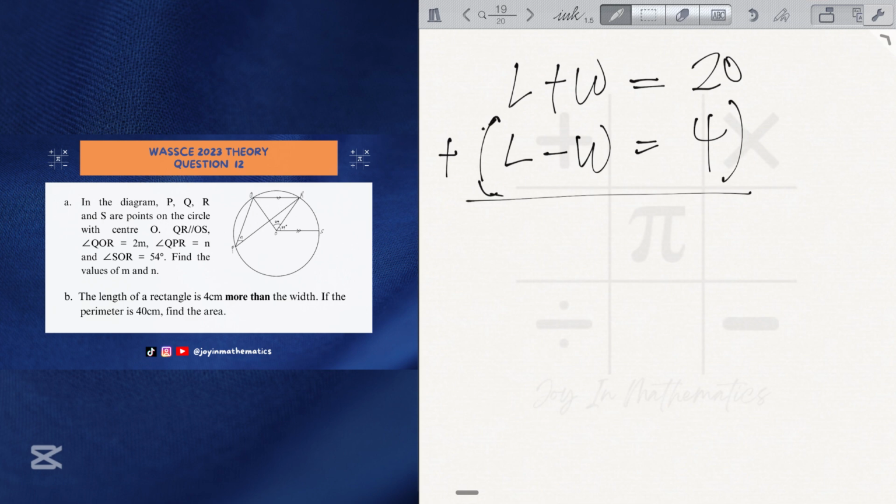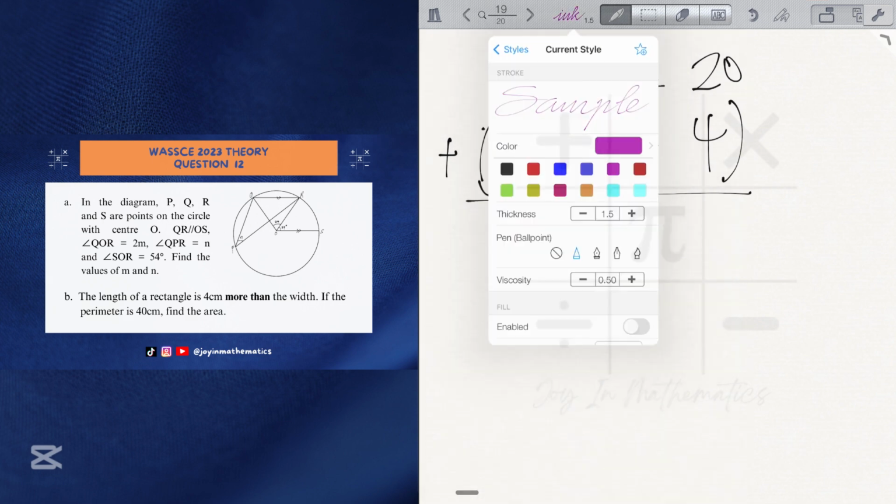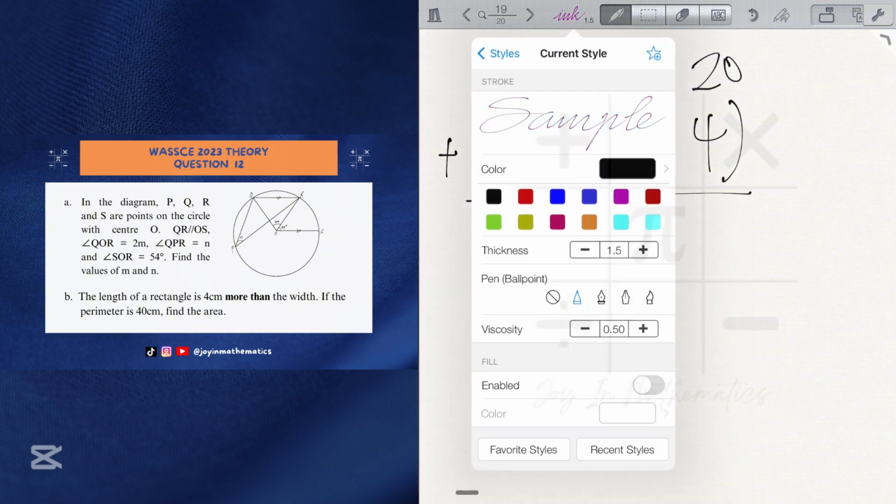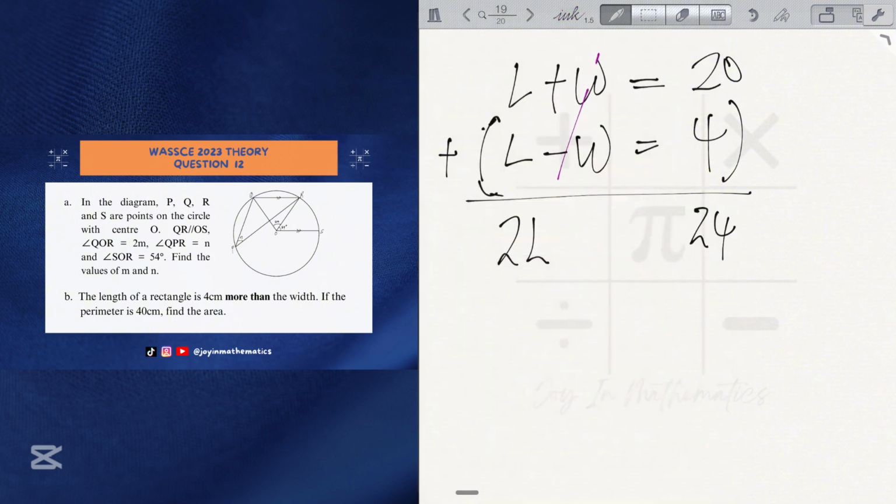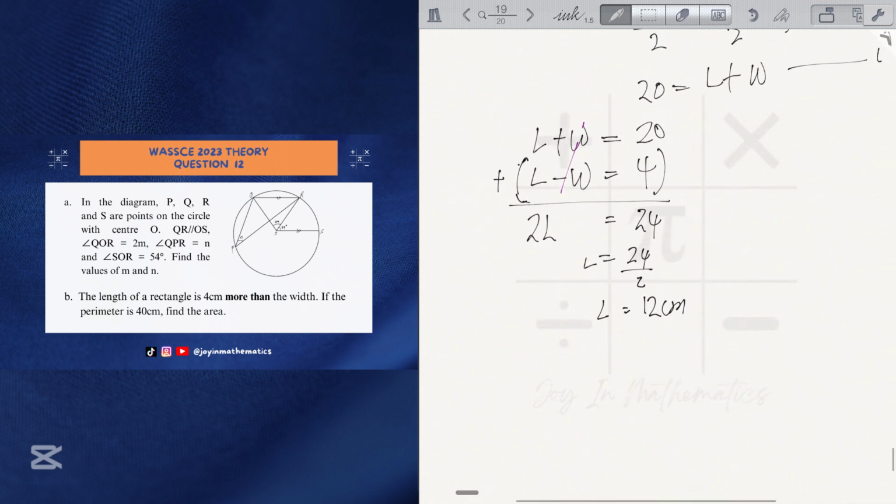So when we sum these two together, we will have 2L, and plus W and minus W will nullify each other, and we will be left with 20 plus 4, which is 24. Therefore, L will be 24 divided by 2, and L will be equal to 12 centimeters. Now we have found L to be equal to 12 centimeters.